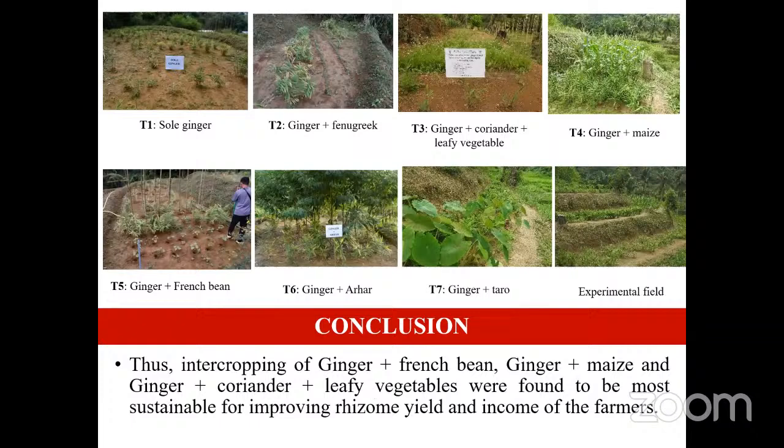So in one line, ma'am, we can say that for the farmers in Mizoram, the ginger French bean intercrop and the ginger maize, coriander, and leafy vegetable intercrop fetch a higher return compared to other intercrops.